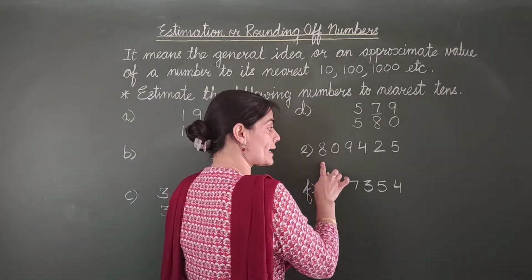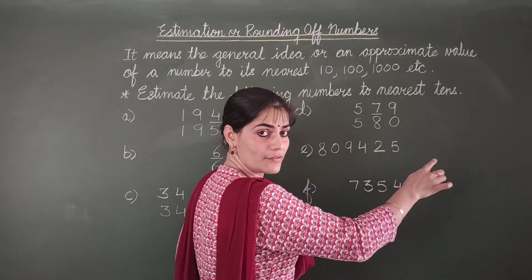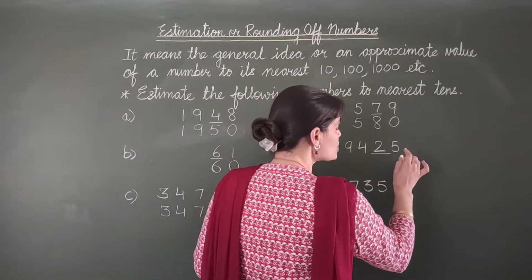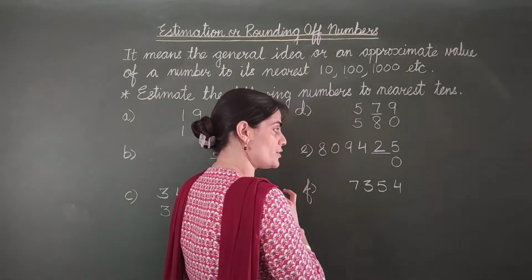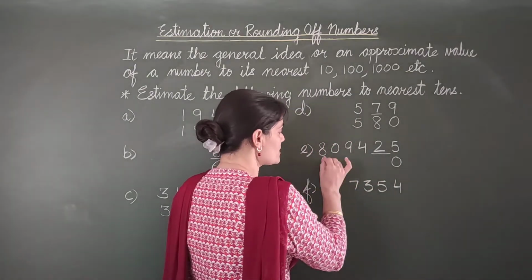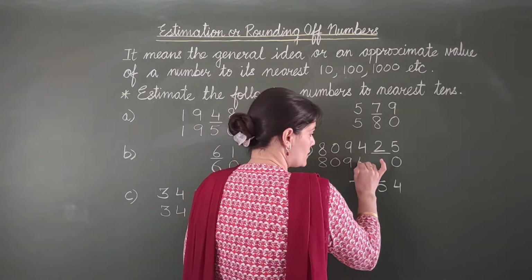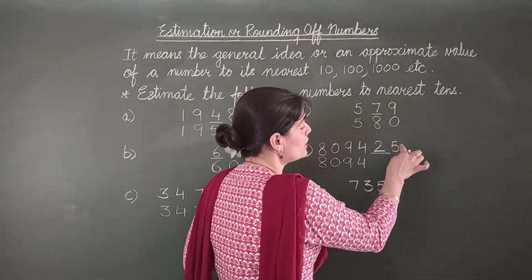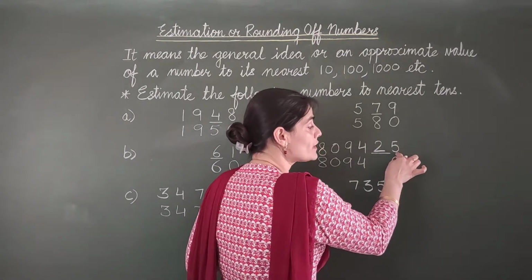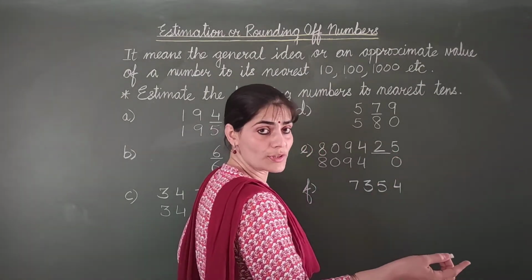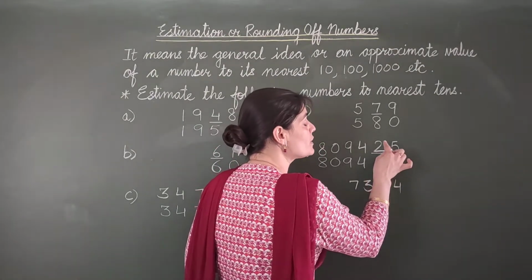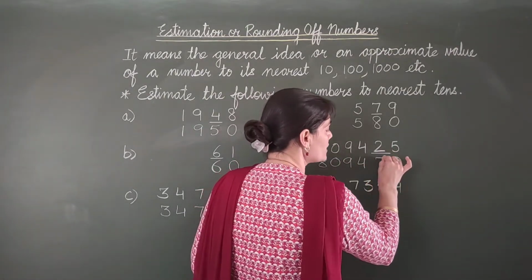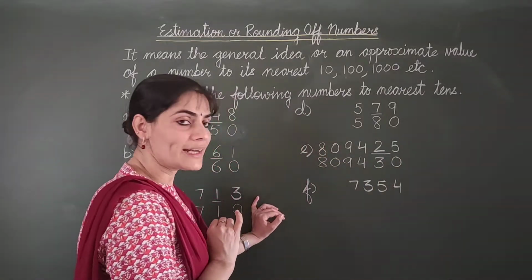This is 8,09,425. I underline the digit at tens place. Now the digit at smaller place is replaced by a 0 and the digit at larger places will be written as it is. Now what do I do? I check the digit at ones place. Now it is equal to 5. Whether it's equal to 5 or it is more than 5, then what are we going to do? We will increase the digit at tens place by 1. So 2 plus 1 gives us 3. Now look at the next part.